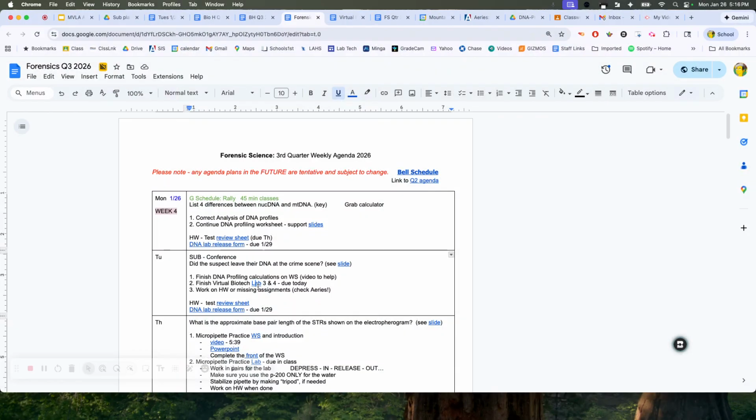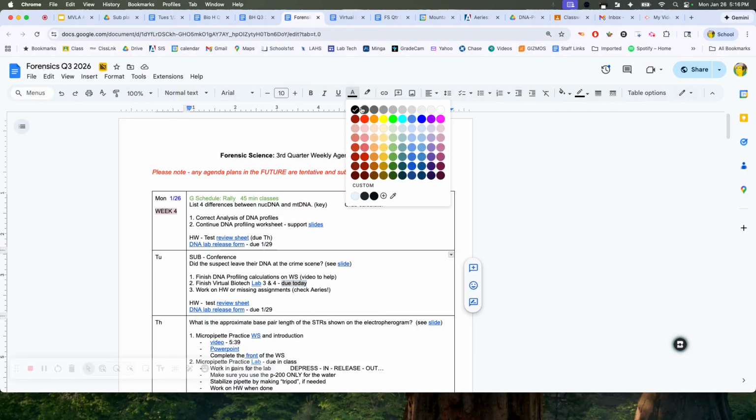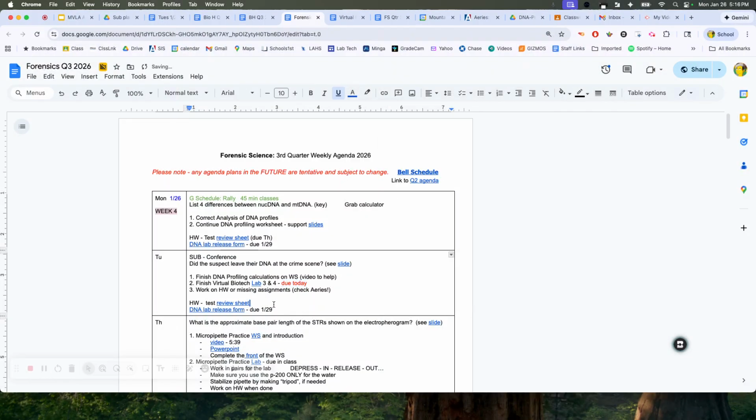And then when you are done with the virtual biotech lab, which is also due today, you can continue to work on your DNA test review. Make sure you bring those DNA release forms in on Thursday so we can do a buccal swab on Monday for our DNA extraction.